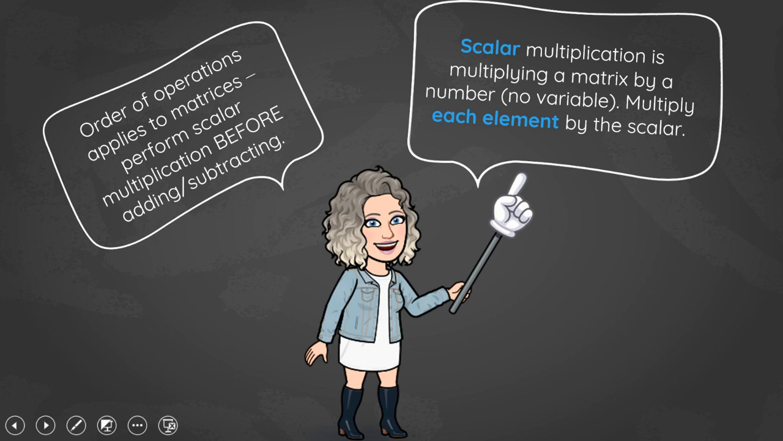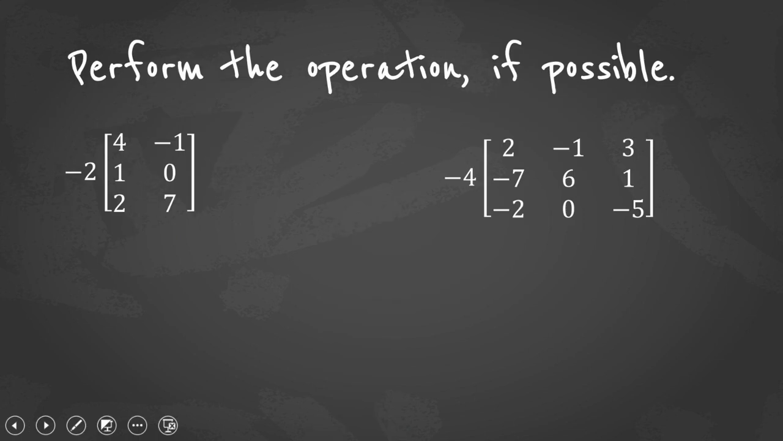Okay. Order of operations does apply to matrices. So you always multiply before you add or subtract. And then just a little note here, scalar multiplication is when you multiply a matrix by a number. So we can take an entire matrix and we can double it or triple it or half it or quarter it or whatever. And to do that, we take each element inside and multiply it by whatever that scalar is. So we're going to practice this a little bit. It's pretty simple if you think about it.